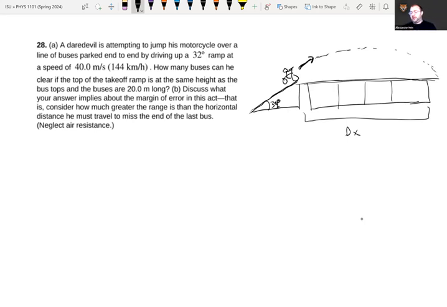So we're looking at buses that are of equal height. Basically, what we're looking for is delta X, and it wants us to measure it in buses. The point is that one bus equals 20 meters. So we'll do this in SI, and then we'll convert that distance to buses after we get done. Now, this is pretty similar to the last one.